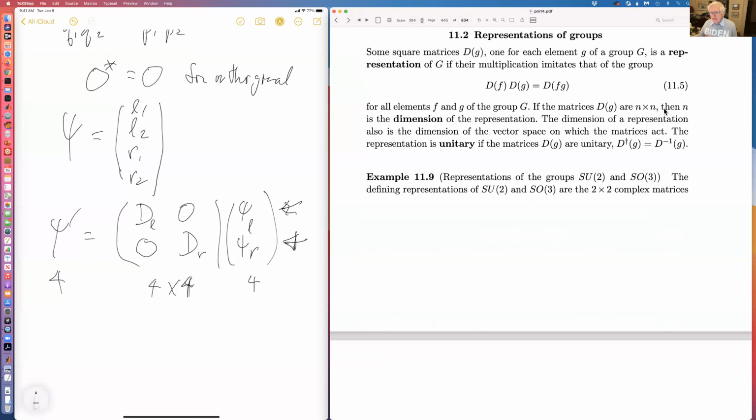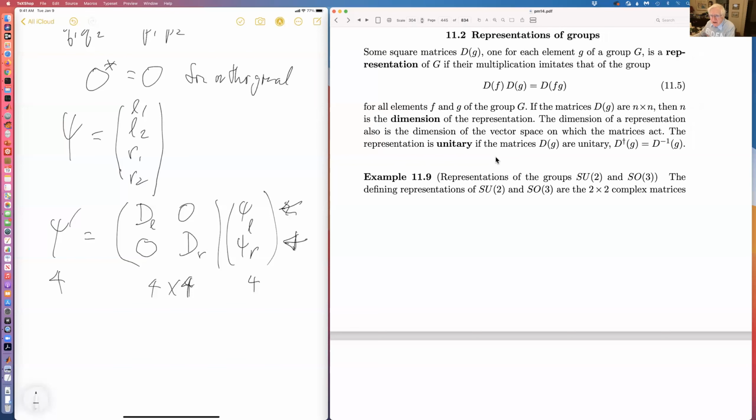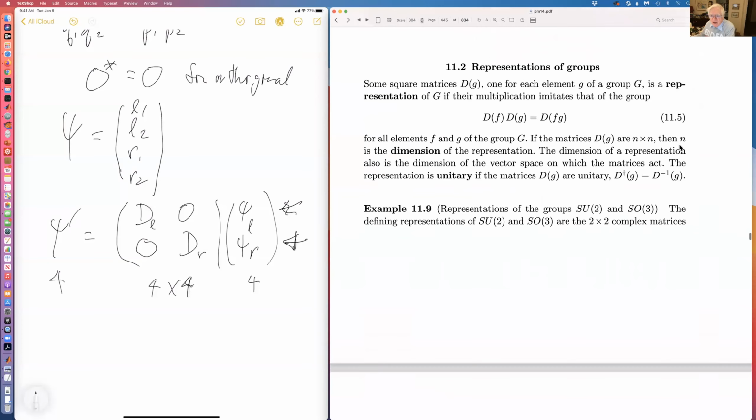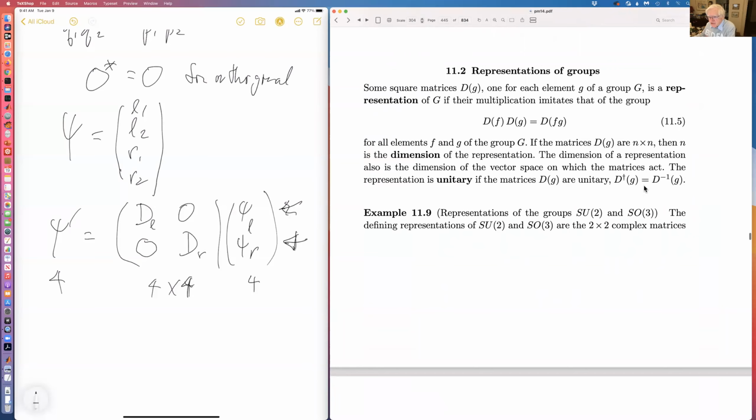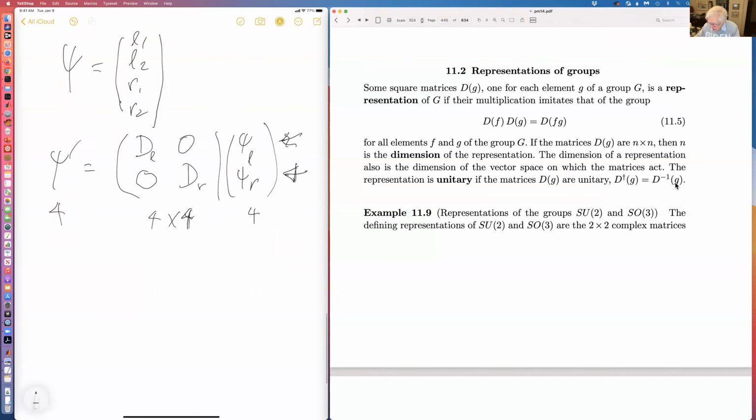If the matrices are n by n, then n is the dimension of the representation. This is also the dimension of the vector space on which the matrices act. And the representation is unitary if the matrices D of G are unitary. In quantum mechanics, one often deals with unitary representations of groups. In both graduate and undergraduate quantum mechanics, a lot of attention is paid to the group of rotations in three-dimensional space and its representations.